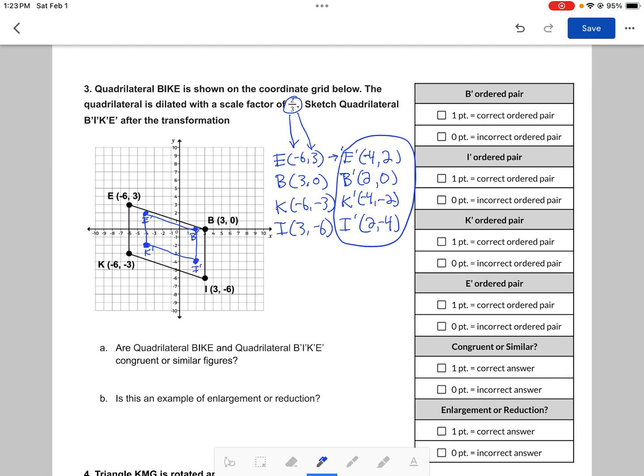A says are our quadrilateral BIKE and the new image congruent or similar? Well, we changed their size. We made it smaller, so they're similar figures. And because we made it smaller, this is an example of a reduction.